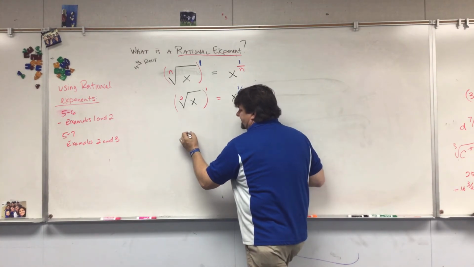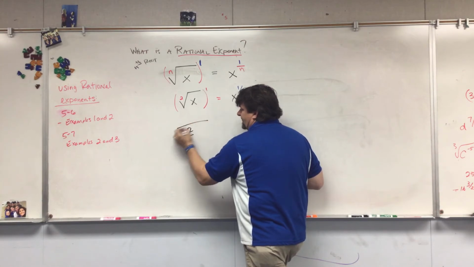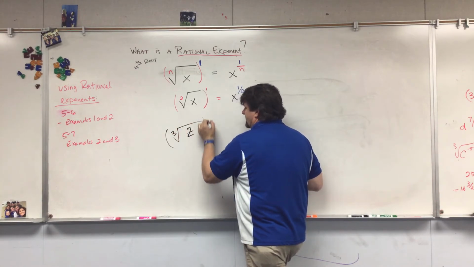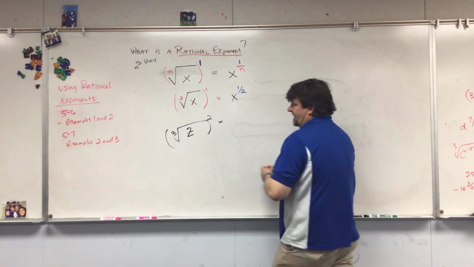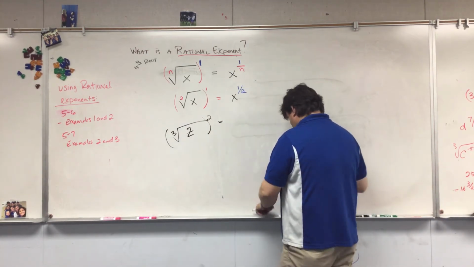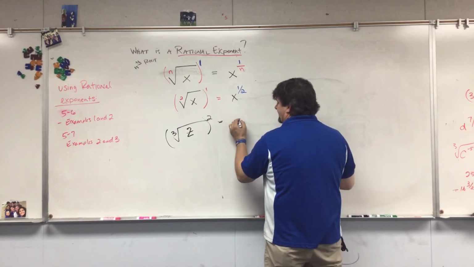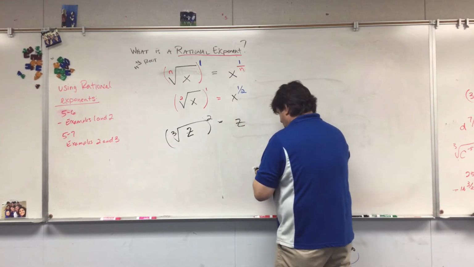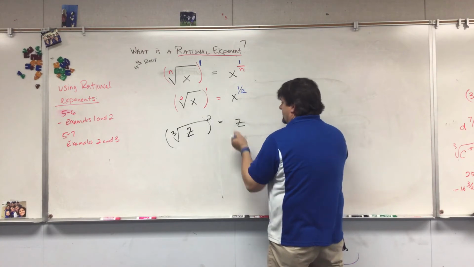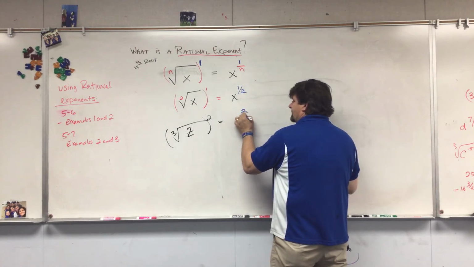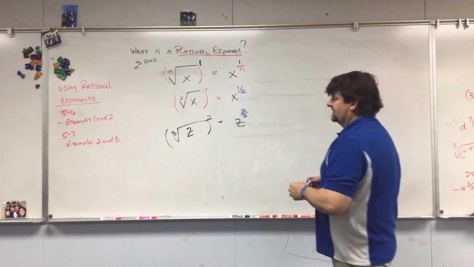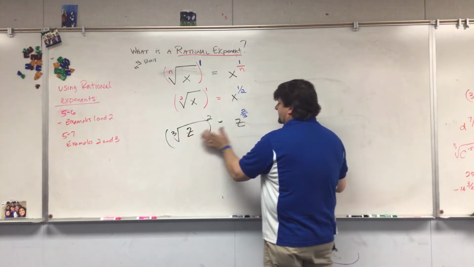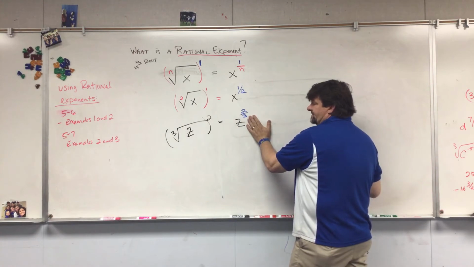So it could be, let's say this is z, the cube root of z to the 2nd power. Go ahead and try that in your head real quick. Z to the what? Z to the 2/3 power. That's really all we're talking about when we're talking about rational exponents. We're able to take the roots and turn them into rational exponents.